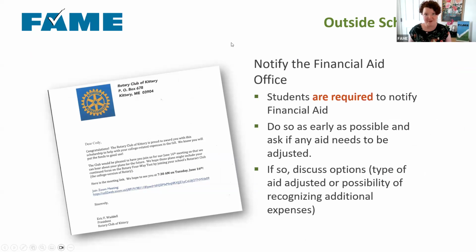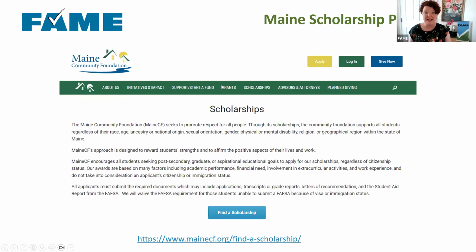So again, notify the financial aid office if you get one, as soon as you receive outside scholarships, so they can make those adjustments ahead of time, so that you are sure that you understand, or the student is sure that they understand, what financial aid they are being offered.